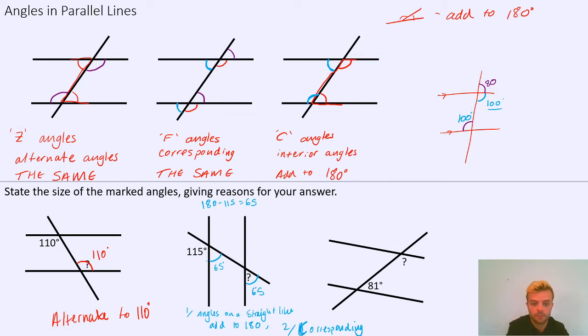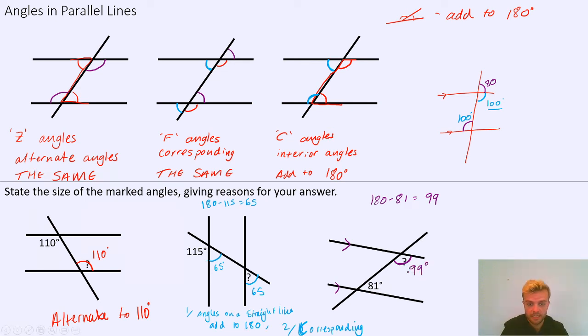And my final example, sorry, I haven't labeled these quite well. These should have arrows on them because they're parallel. And this angle in here is interior with the 81. So that's our last rule up here, C angles. They're in a kind of C shape. They add to 180, so I just need to do 180, take away 81, which is 99, because interior angles add up to 180 in parallel lines.